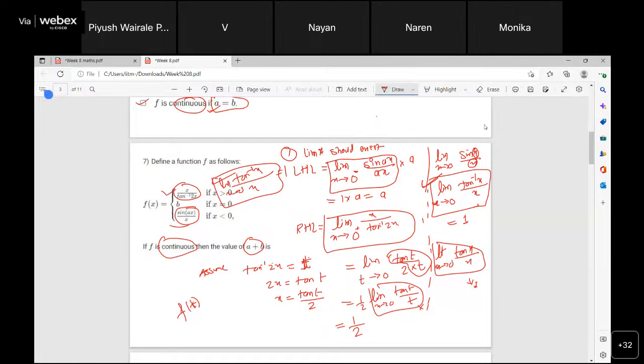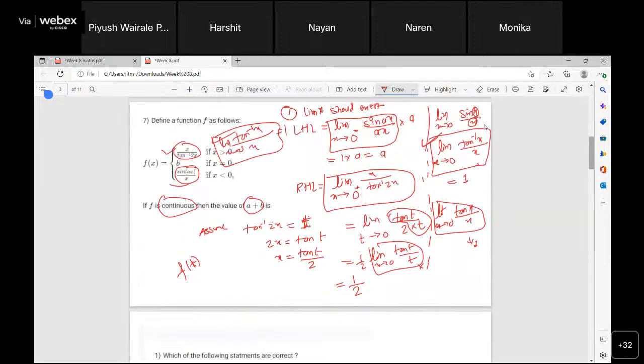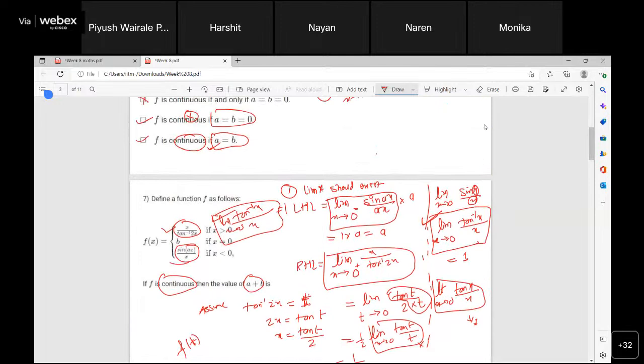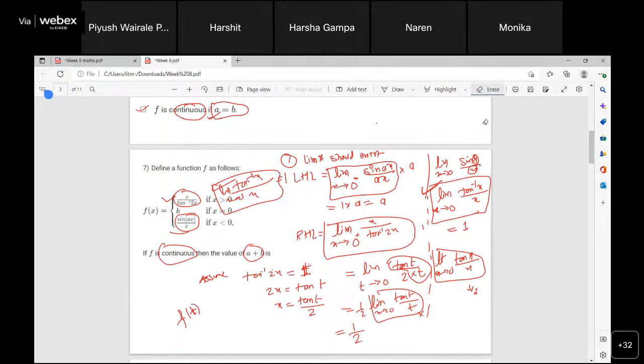So here, according to our condition, what we are getting is A equal to half. Our left hand limit should be equal to right hand limit. My left hand limit is A and my right hand limit is 1 by 2, so I am getting A equals 1 by 2. This is my first condition applied. My second condition is limit x tends to A, f of x must equal f of A, in order for the function to be continuous. Now apply this second condition here.